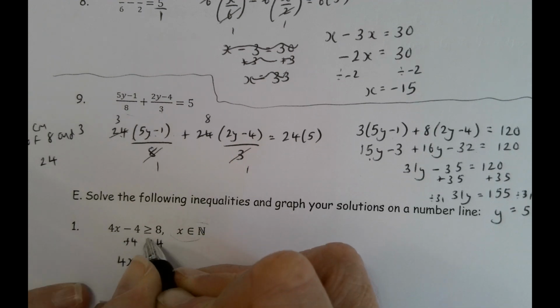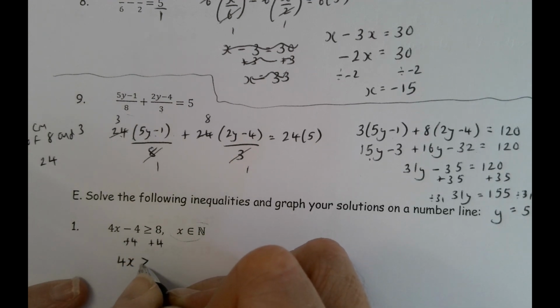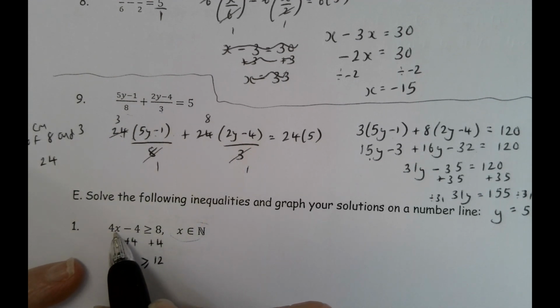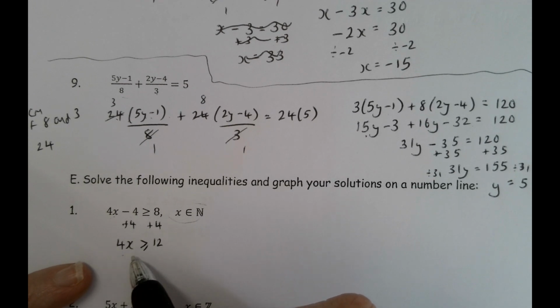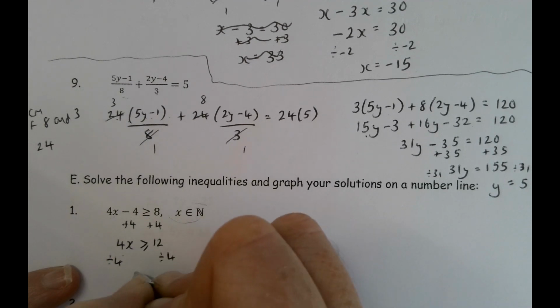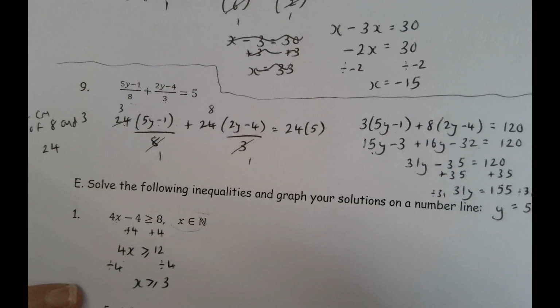So 4x, this symbol here means greater than or equal. It meant 4x − 4 is greater than or equal to 8. I've added 4 to both sides, so 4x must be greater than or equal to 12. If I divide by 4, x is greater than or equal to 3.